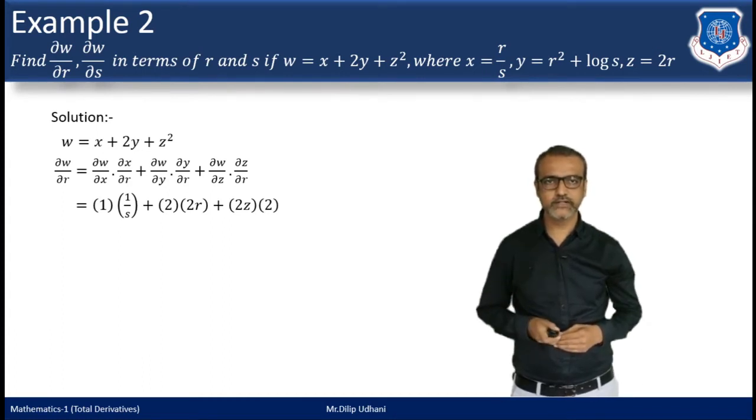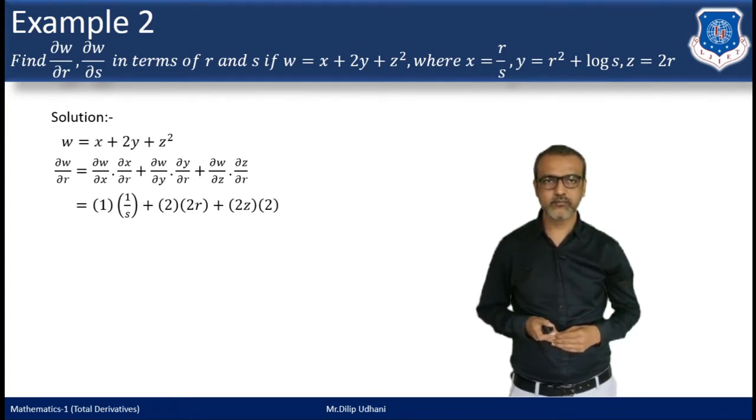Now we will find out del x by del r. Now you can see that x equals to r upon s. So partial derivative of x with respect to r. So derivative of r is 1 and s is constant. So we have del x by del r, that is equals to 1 upon s.